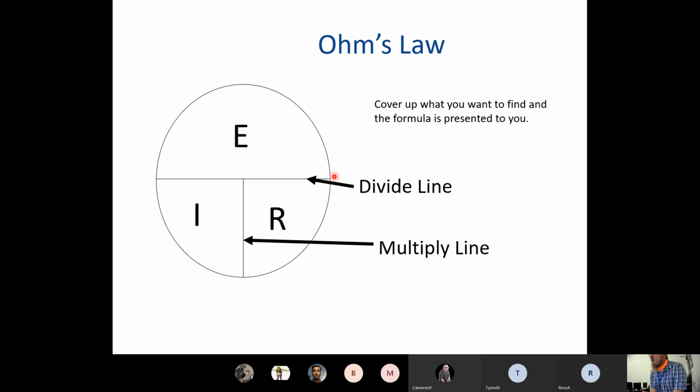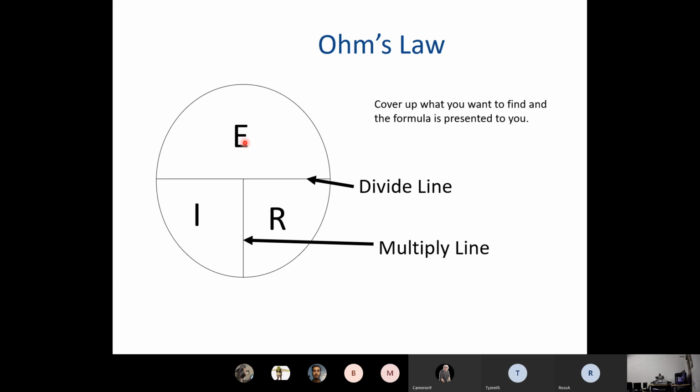If you were solving for voltage, you would cover up the E. I have no way of putting a hand over the E, but if you imagine not seeing the E there, you would not have a divided by. This is a multiplier. You cover up the one that you're looking for, and it gives you your equation. So if you cover up the E, you'll see I times R.